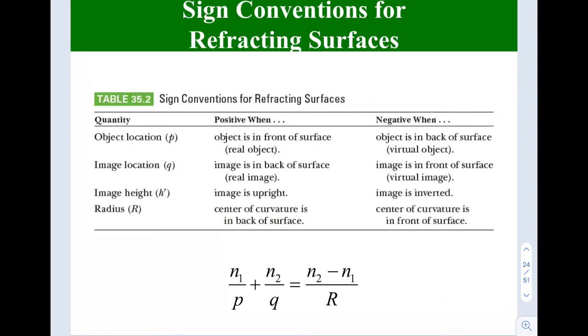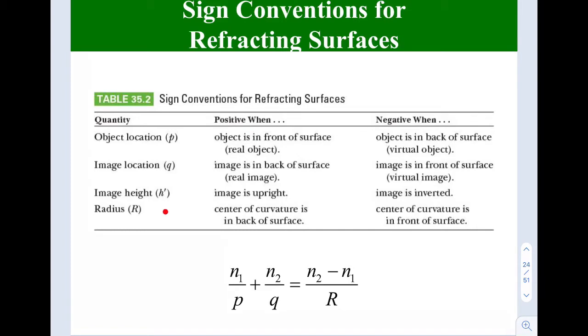Sign convention for refracting surfaces. Object location P will be positive when it is in front of the surface. We call it a real object. It will be negative when the object is at the back of the surface, a virtual object. For image location Q, it is positive when the image is at the back of the surface, a real image. If it is negative, the image is in front of the surface, a virtual image.